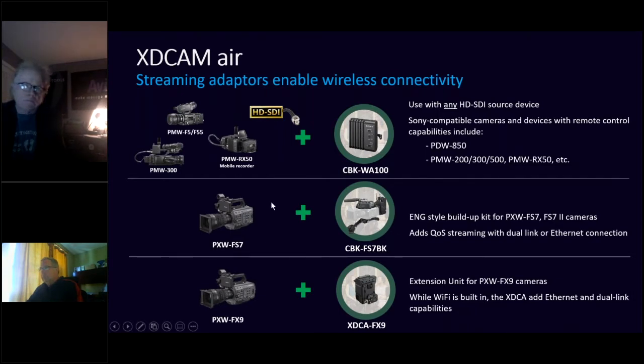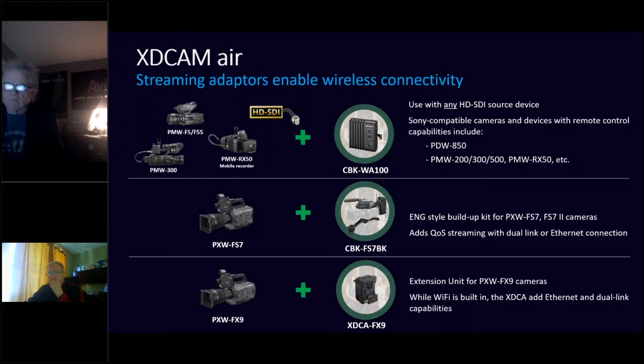And then the FS7 has a build-up kit available as well. So with the FS7, you can put a build-up kit on the back of it and it turns it more into an ENG-style camera. And that adds the ability to do QoS streaming, which is Sony's streaming, with, again, dual link or a hardwired Ethernet connector. And the FX9 also has built-in Wi-Fi. So with the built-in Wi-Fi, you can tether this to a hotspot or a MiFi device. You can also add an extension unit if you want to do the dual link connection, again, like bonding, as well if you want an RJ45 hardwired connection.